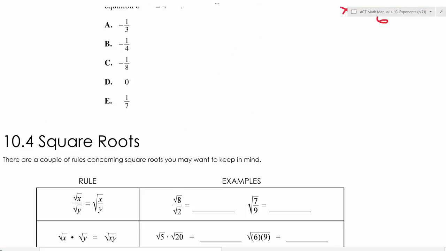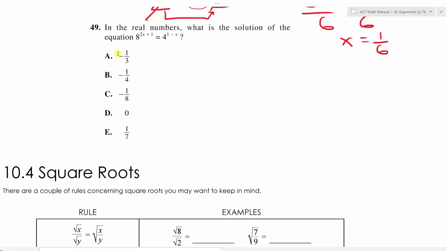Now, number 49. If you feel confident about common bases, you can try 49 on your own. I'm going to go ahead and do it right now. So in the real numbers, what is the solution of the equation 8 to the 2x plus 1 equals 4 to the 1 minus x? So we need the solution to this equation. Again, this is a common base of 2 problem.